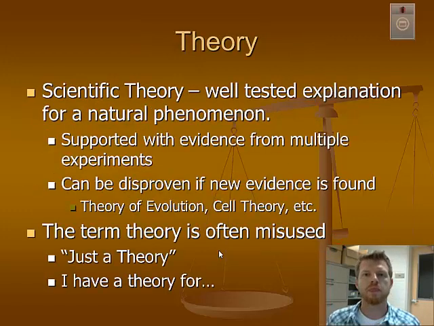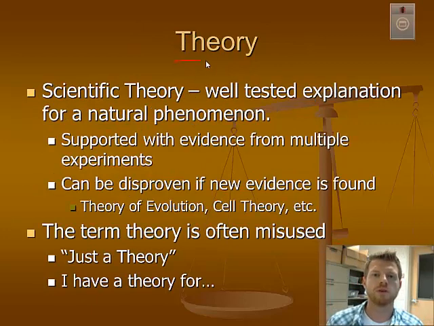Finally, the word theory. We've all heard the word theory. This is a big time word in science. It's very important. A scientific theory is a well-tested explanation for a natural phenomenon. It's supported by multiple experiments. Can always be disproven if new evidence arises. So we have a couple examples here: theory of evolution, cell theory. If we find something new later in science, we can go back and change it. That's what science is all about.